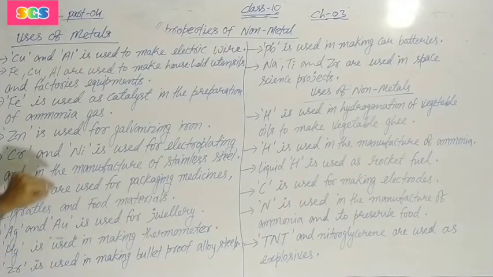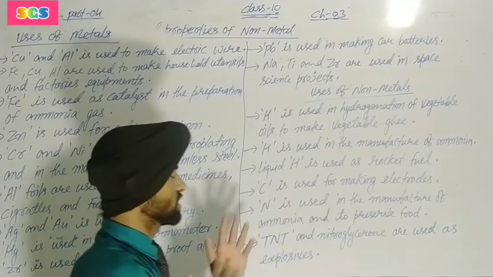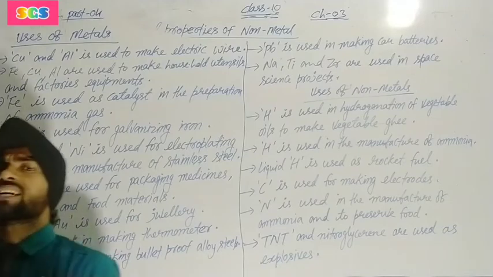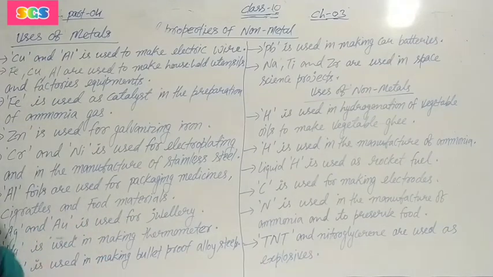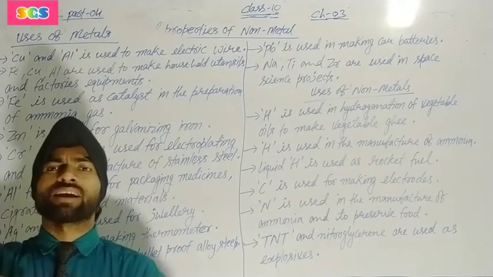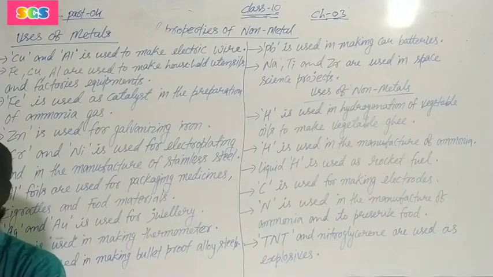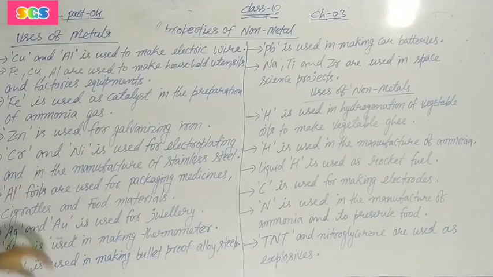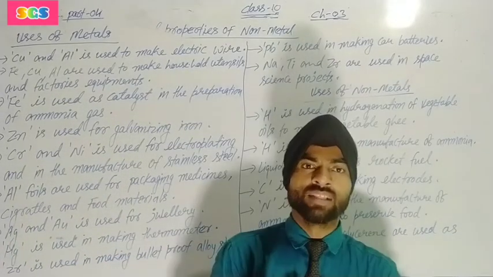Chromium and nickel are used for electroplating and in the manufacture of stainless steel. Chromium and nickel are the metals which are used for electroplating. Electroplating means covering any metal using other metals with the help of electricity, means providing a layer of metal on the surface of any other highly reactive metal by the help of electric current, by the process of electrolysis. They are also used in the manufacture of stainless steel.